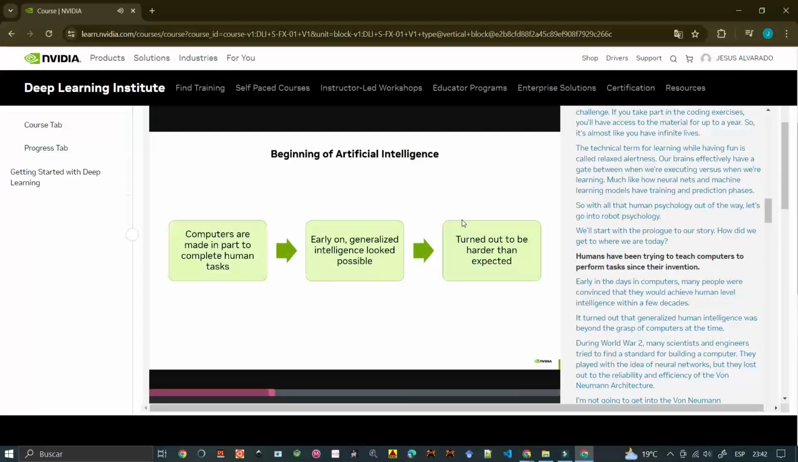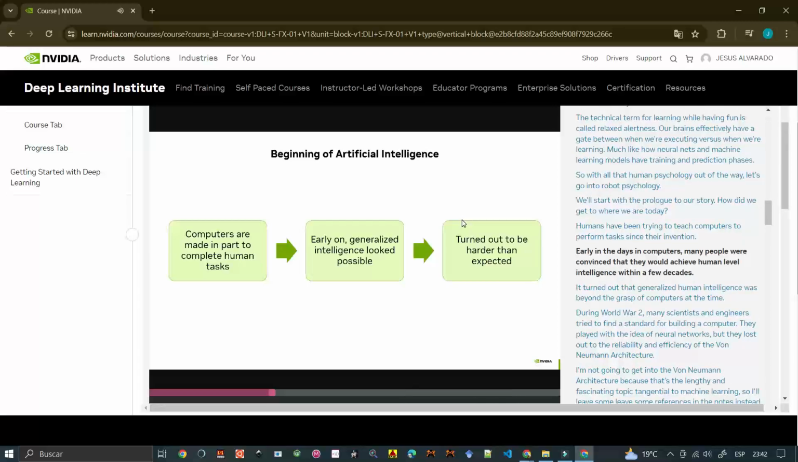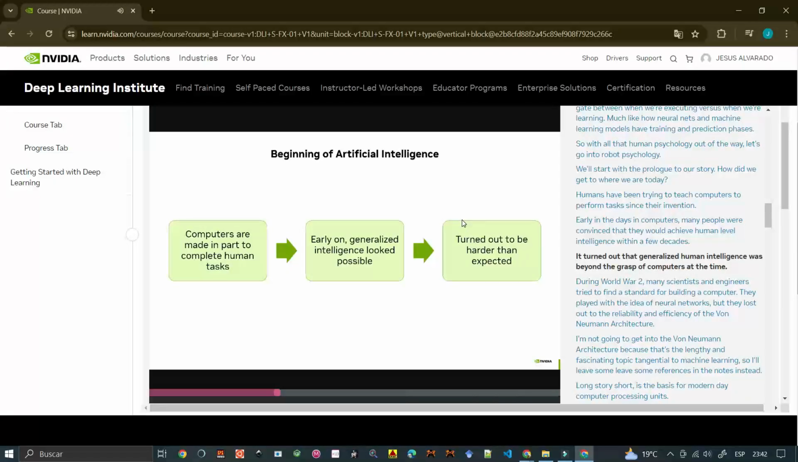Humans have been trying to teach computers to perform tasks since their invention. Early in the days of computers, many people were convinced that they would achieve human-level intelligence within a few decades. It turned out that generalized human intelligence was beyond the grasp of computers at the time.